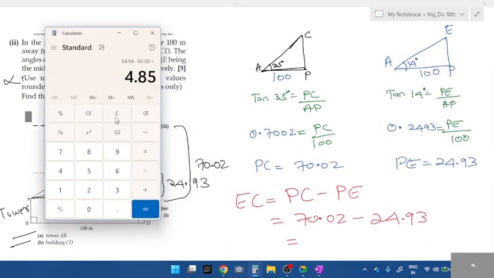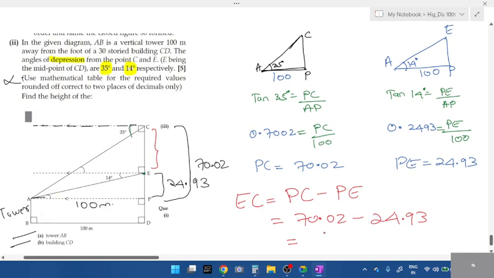Okay. Calculate this, students. You should know the logic here. Midpoint concept is given: 70.02 minus 24.92 is 45.09, right? If you don't write this, if you're not able to find the height of the tower and building, and you do only these two, you'll get only 2 or 3 marks. Another 2 marks is for this calculation.